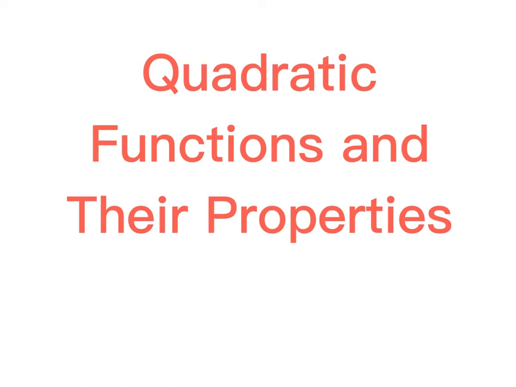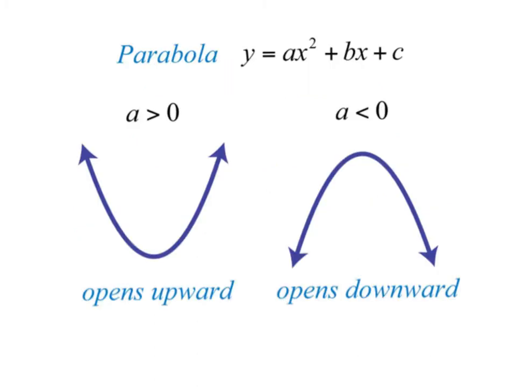So let's talk about quadratic functions and their properties. The first thing to know is the standard form of a quadratic or a parabola, and that is our classic y equals ax squared plus bx plus c. Something else to know about it is the actual graph, if it's going to open upwards like this, or if it's going to open downwards.